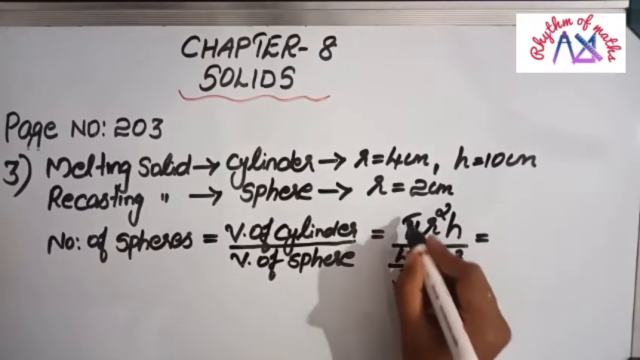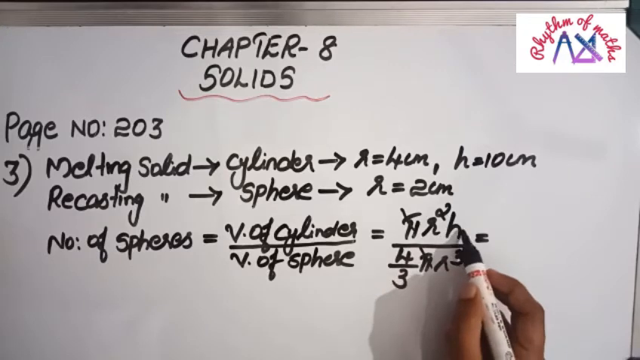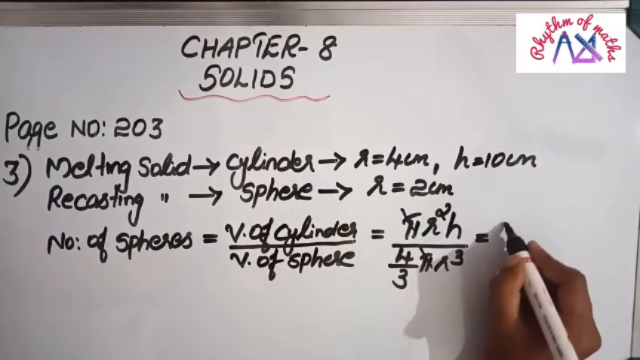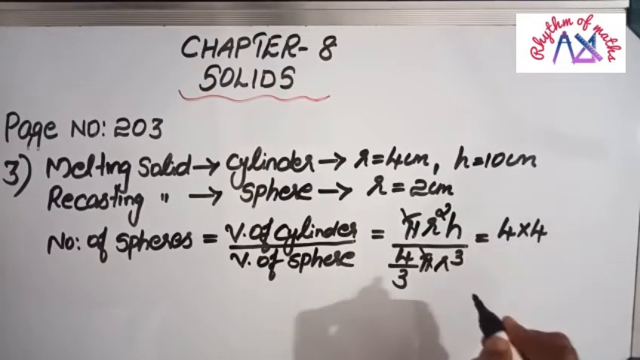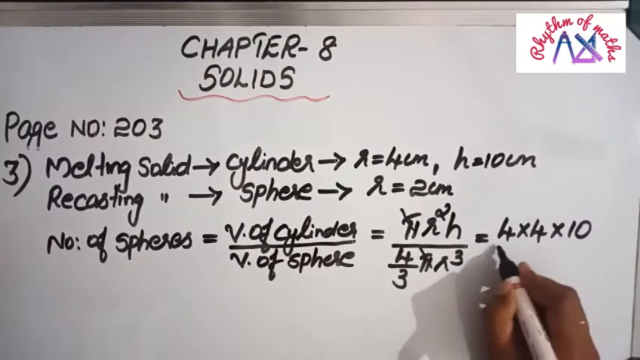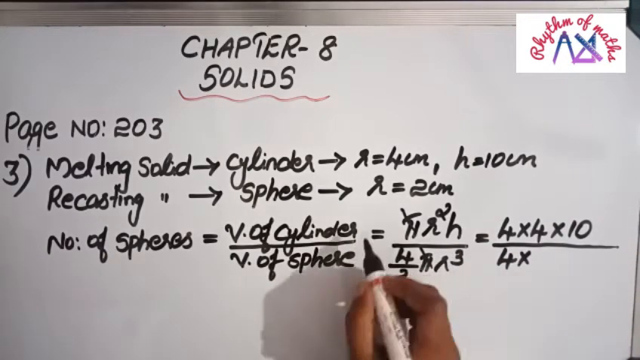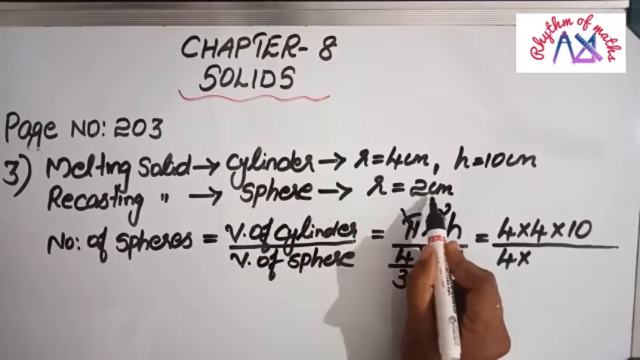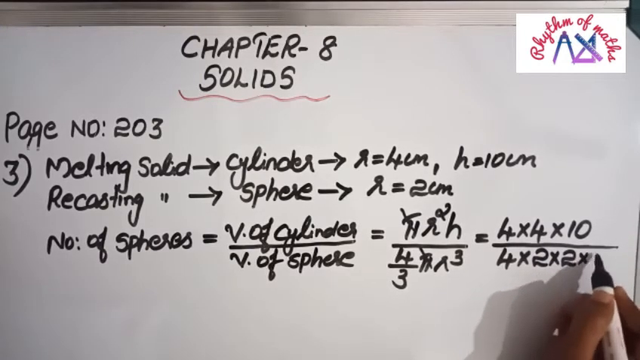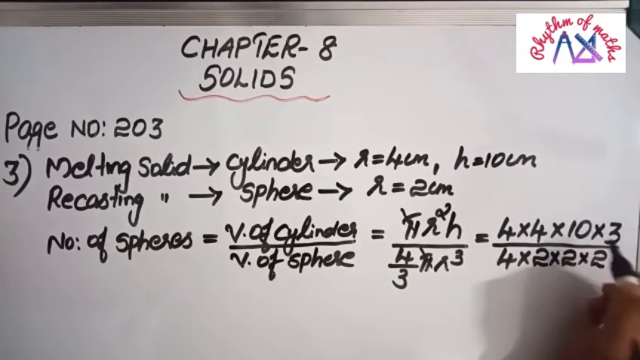Now let's simplify. Here pi and pi we can cancel. So in the numerator r square h. Cylinder's radius, what is it? It is 4. So 4 square we can write as 4 into 4 into height. What is the height? It is 10. So 4 into 4 into 10 divided by 4 into r cube, where r is the radius of the sphere. What is the radius of the sphere? It is 2. So r cube means 2 cube, 2 into 2 into 2. Now here 1 by 3. Take that 3 to the numerator.